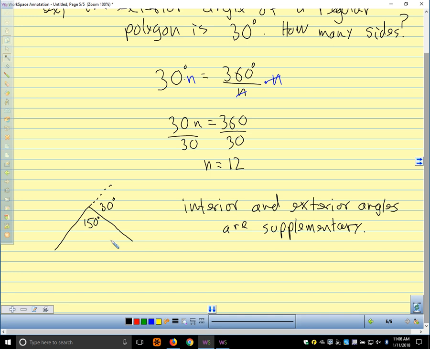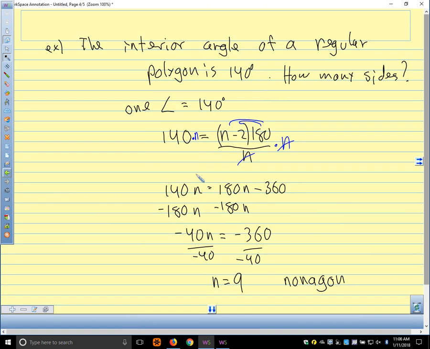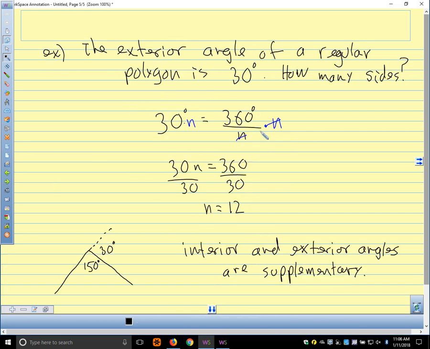Because often it's easier to find the exterior angle and then use that shortcut to find the interior angle. So instead of using the more complicated formula, here we could have figured out the exterior angle and then used this formula. So sometimes that's a way. All right, does someone have a question? No? Okay.